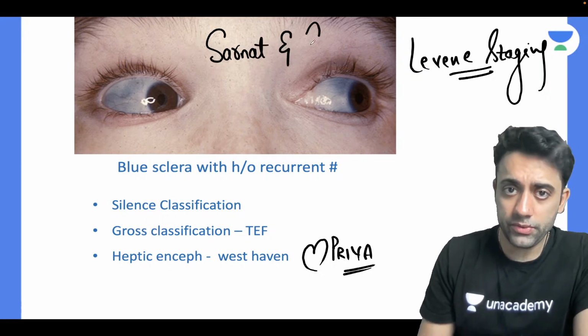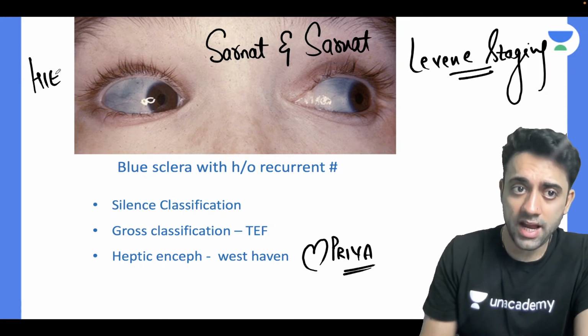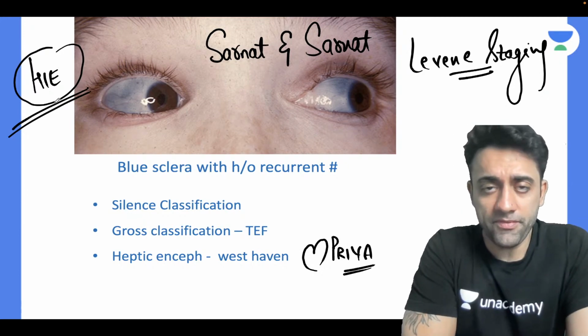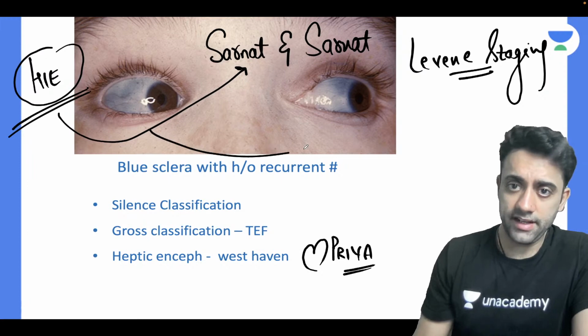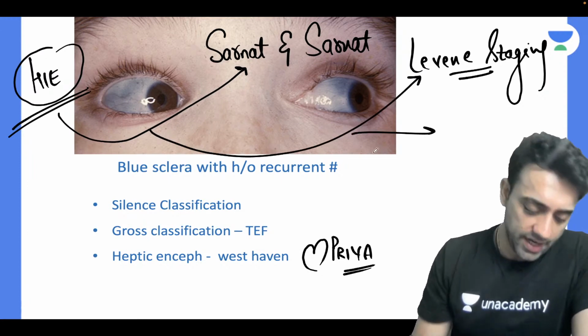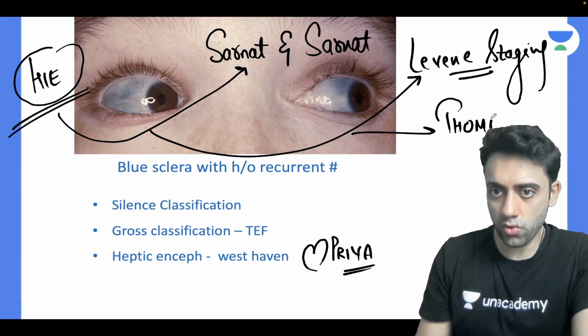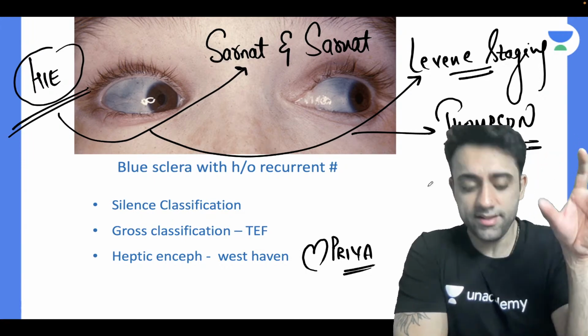Akhil again said Sarnat. Where do you use this Sarnat and Levene staging classification? The answer is HIE, yes or no, the hypoxic ischemic encephalopathy. We have the Sarnat and Sarnat classification, we have the Levene classification, and one more. Can we have one more classification name for the same HIE? The answer is Thompson score. Thompson score is done. So can we please revise?